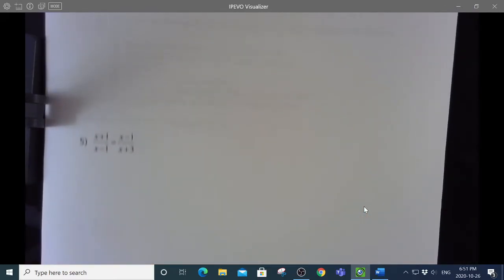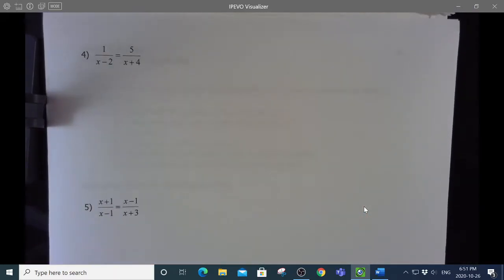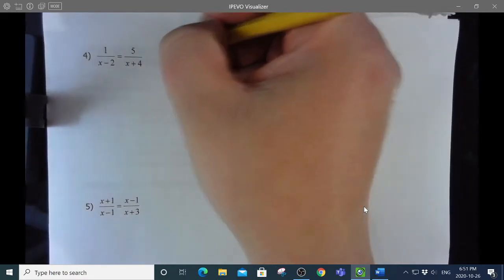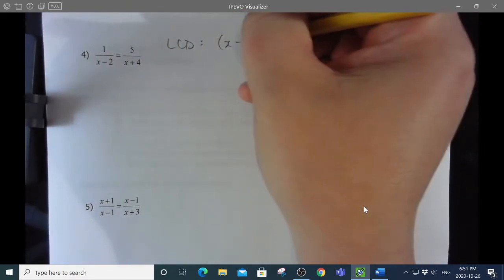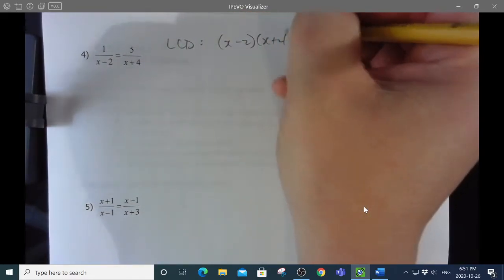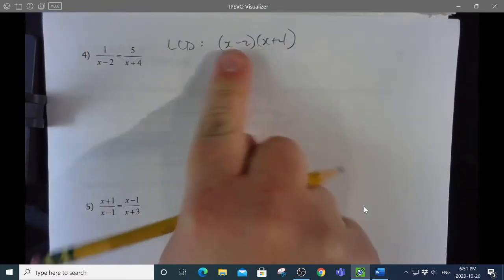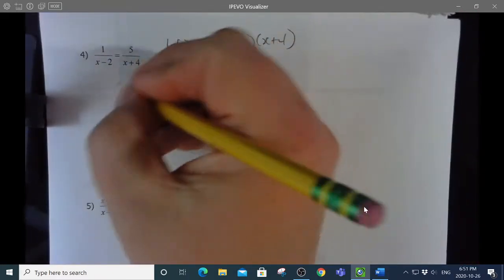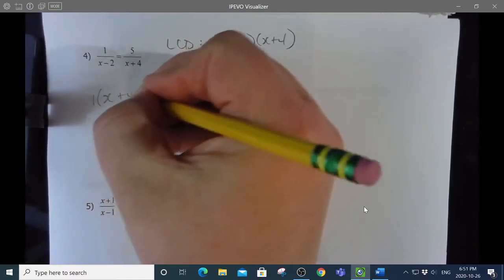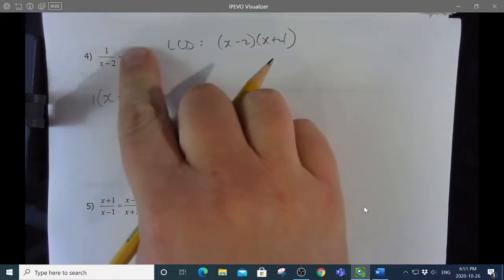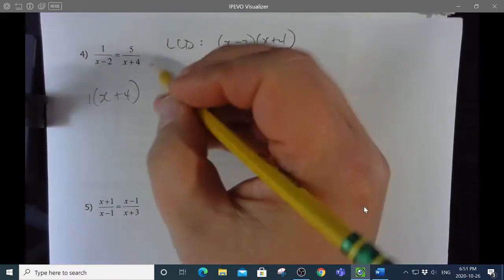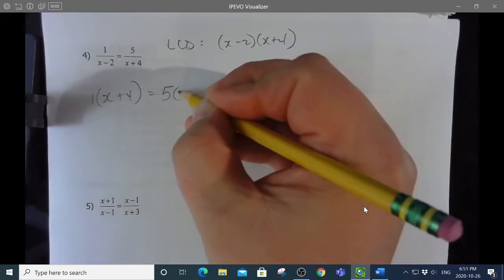There's a few more here, a couple more. Let's try this one. So let's see. This one here, I'm going to times by the LCD, which is x minus 2 times x plus 4. When I multiply the left by those 2 things, the x minus 2 cancels, so I have 1 times x plus 4. And when I multiply this side by those 2 things, the x plus 4 cancels, and I have 5 times x minus 2.